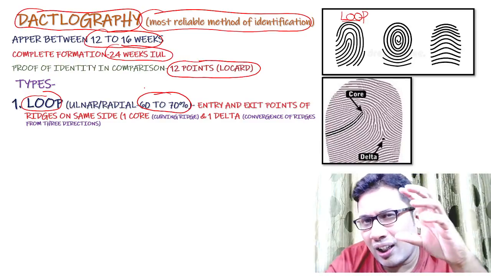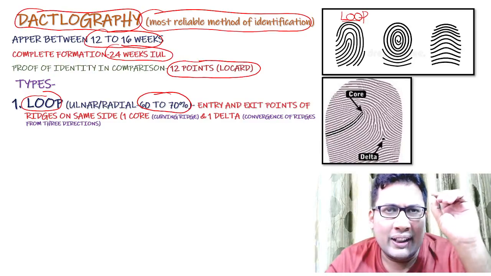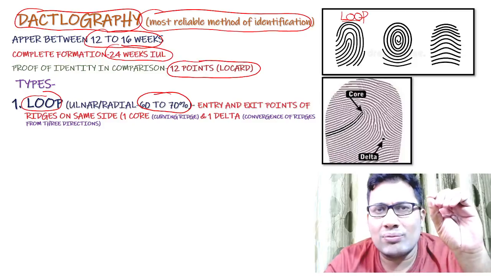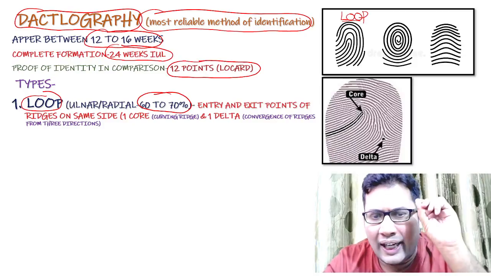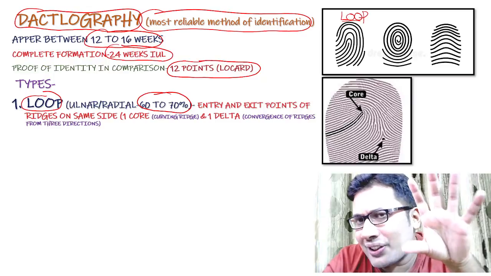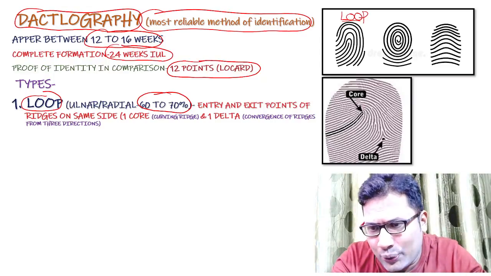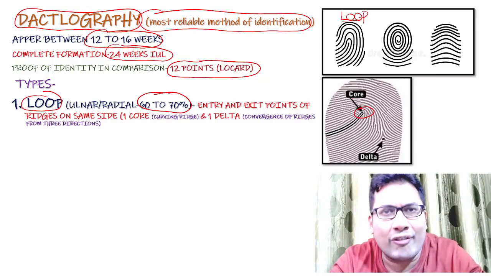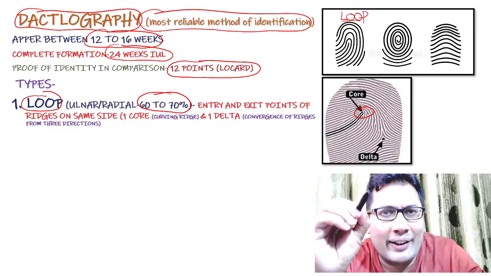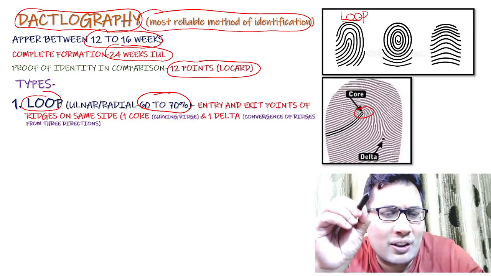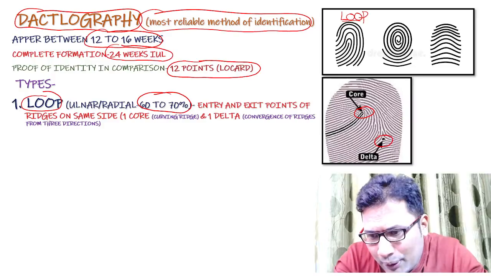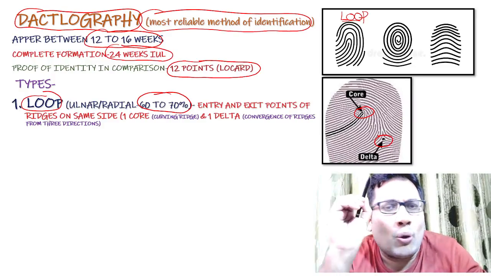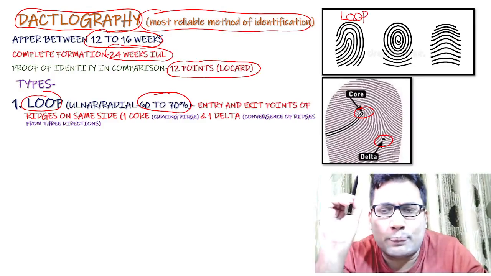It can be ulnar loop or radial loop. Entry and exit points on the same side. It has one core and one delta. It can be asked in upcoming exam. The core is nothing but a curving ridge, and the delta is where there is a convergence of ridges from 3 directions. So this can be asked in upcoming exam, delta and the core. One core, one delta, that is loop.